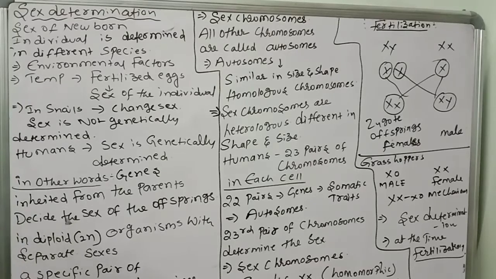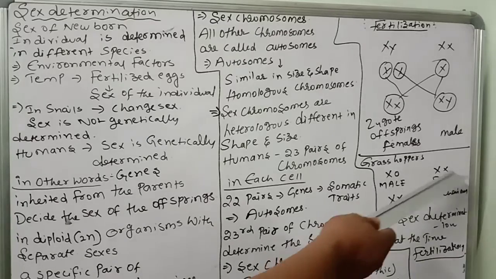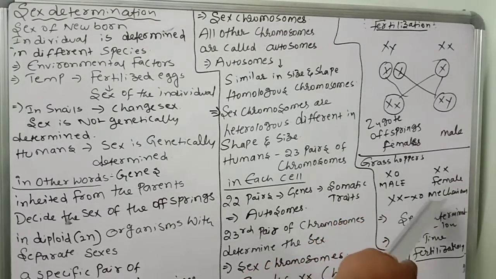In grasshoppers, males have only one sex chromosome, the X chromosome, whereas females have two homomorphic X chromosomes. Males have only one X chromosome; females have two X chromosomes. So this is the XO mechanism in grasshoppers.